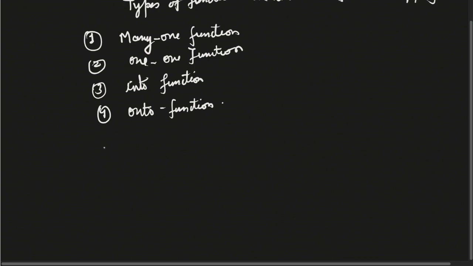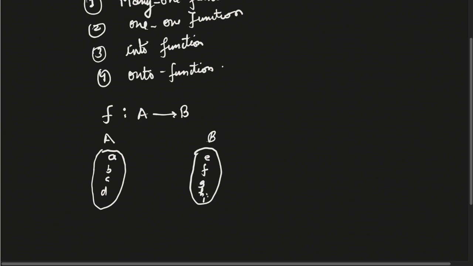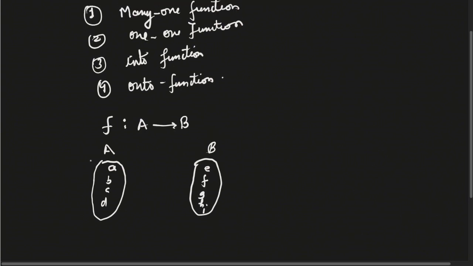So let us consider function f from set A to B. You know that set A is the domain set of the function and set B is the codomain set of the function. So let us show the mapping as we have shown. Let us consider this is set A and this is set B. The elements, let us say A, B, C, D. Then here the elements are E, F, G, H, I, something like that. So we are considering many one function right now.